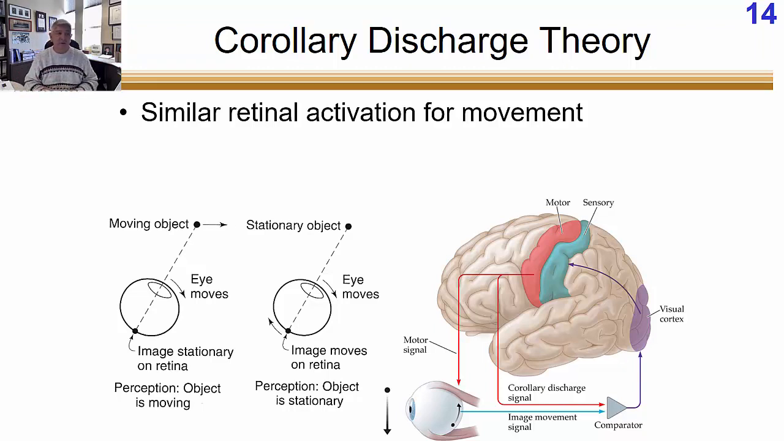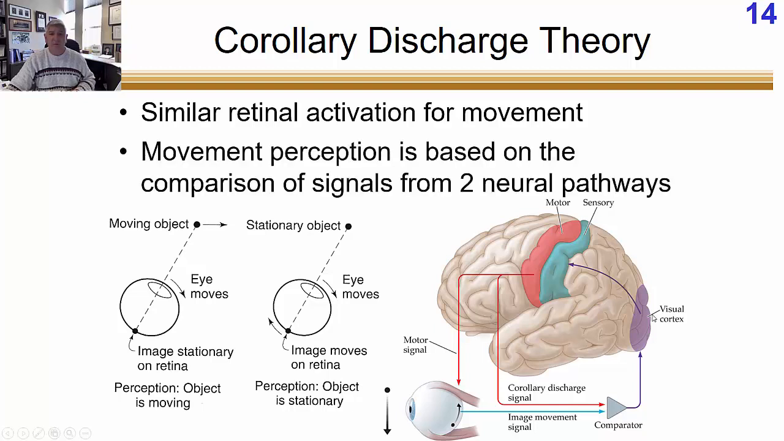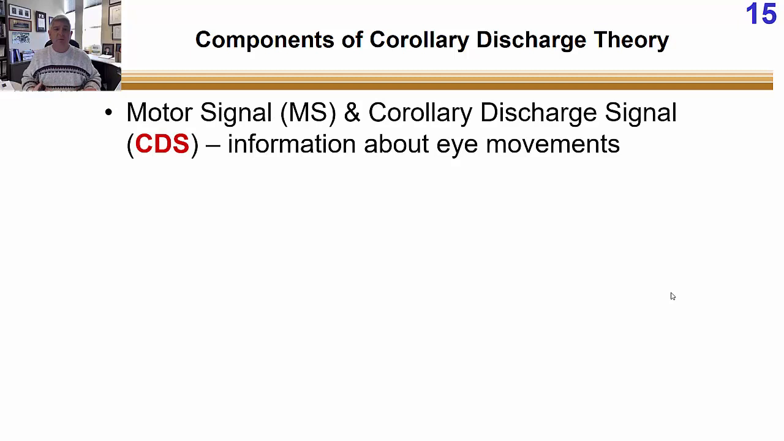And because my eye is moving, I actually perceive that object as moving, not as stationary. So how do we do this? Well, we actually have a system set up to compare real movement across the retina signals with eye movement signals. So we're comparing this from two different pathways. This is called the corollary discharge theory. So we have two inputs.